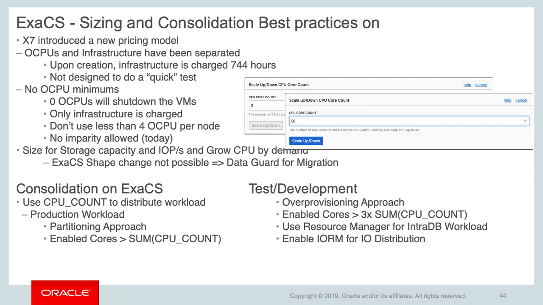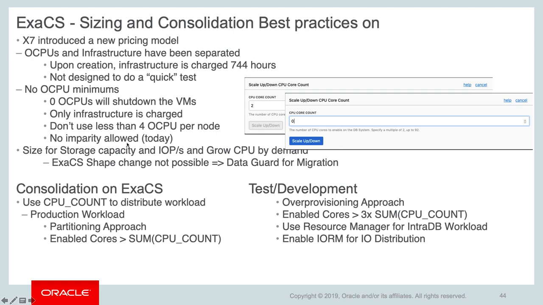So there are two pricing component. One is for infrastructure, the other one is for database OCPUs. The console provides you a way to scale it up or down. The same thing can be also achieved through command line interface. So there are no CPU minimums, and this is different than X6 where 22 OCPU was minimum requirement. So you should not use less than 4 OCPUs per node, just as a best practice.